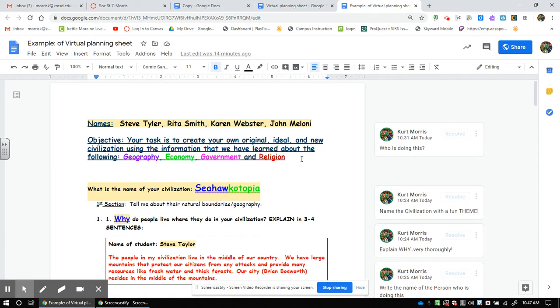Okay, the objective here is your task is to create an original idea and a new civilization using information you've already learned. You don't have to reinvent the wheel. You've already covered geography, economy, government, and religion. We've already written papers about it. We've already gone into those deep dive questions. You can borrow from your treasure chest of stuff you've collected this year in all of these units. Let's take a look at what I mean.